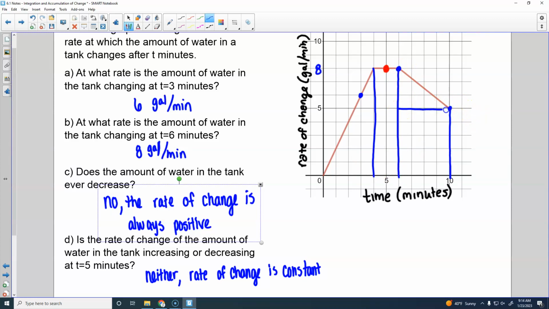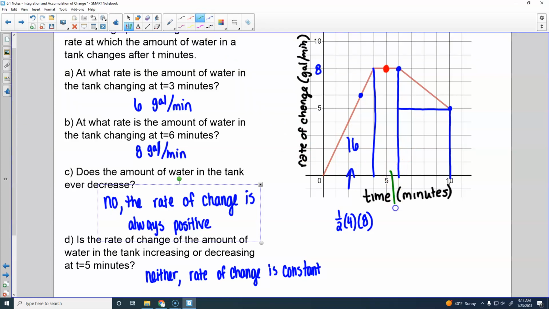However you want to split it up, you just need to break this into shapes you can find the area of. So for this triangle right here, we're just doing 1/2 times 4 times 8, right? And that's going to give us 16 gallons for that section.